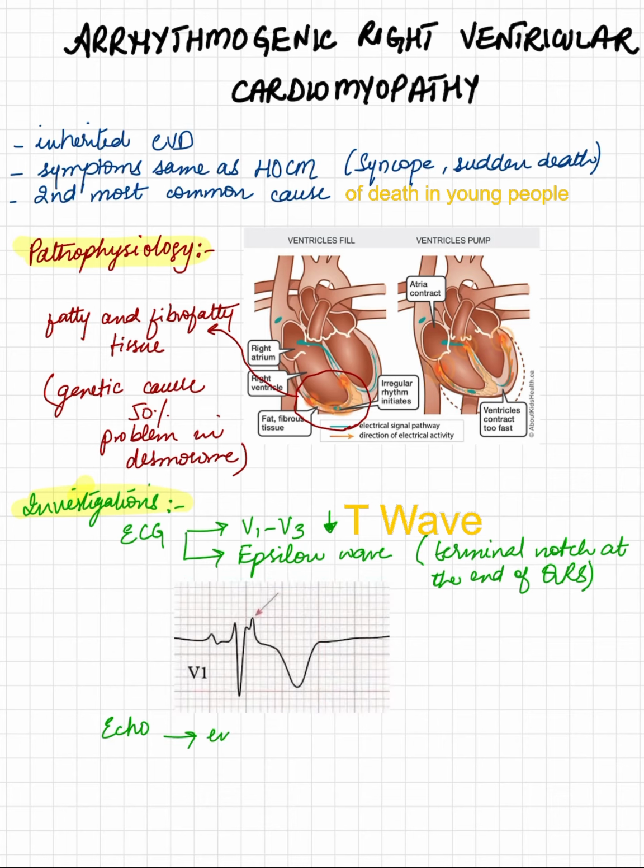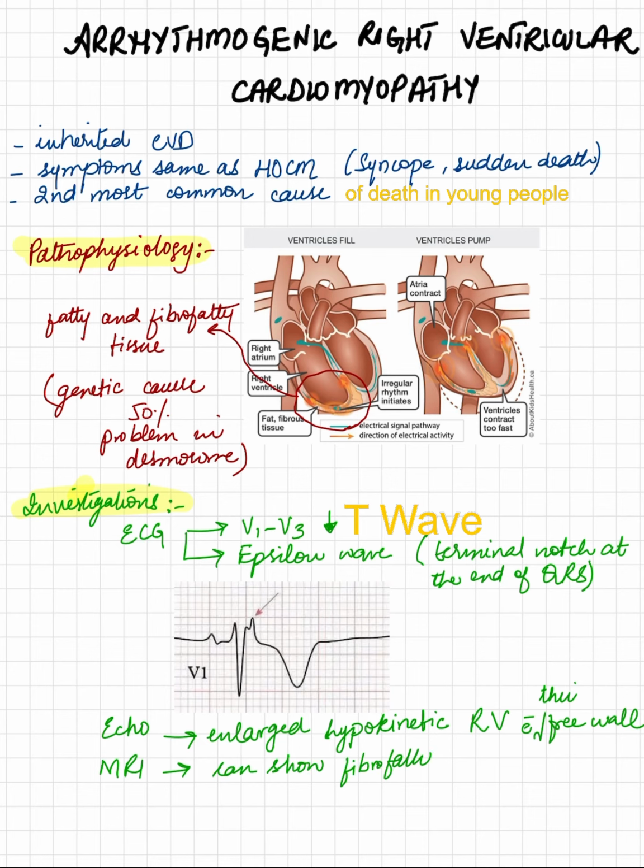The echo findings in case of ARVC show a hypokinetic right ventricle with a thin free wall. And an MRI may be done, which is useful to show the fibrofatty tissue. So the questions in the exam come regarding the epsilon wave and the T wave inversion in V1, V2, V3, and the scenario may be the same as that of hypertrophic obstructive cardiomyopathy.